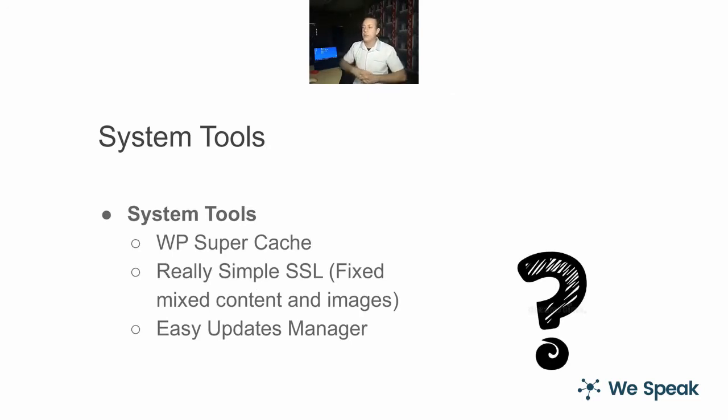Okay, so system tools that I categorize as system tools are plugins that help you on WordPress itself. And we've got 3 there as well. So we've got WP Supercache, Really Simple SSL, and Easy Updates Manager. So let me show you WP Cache. If I scroll all the way down, there we go.